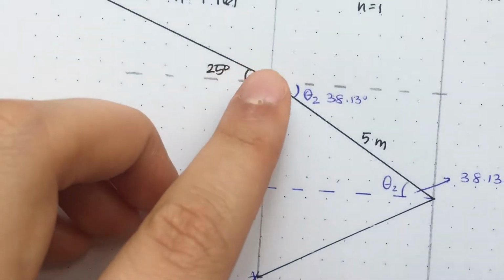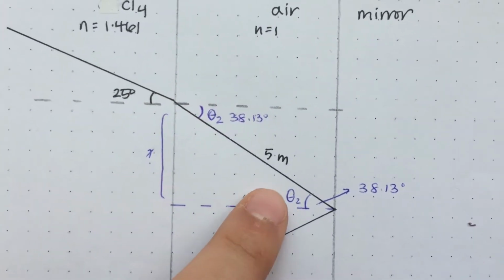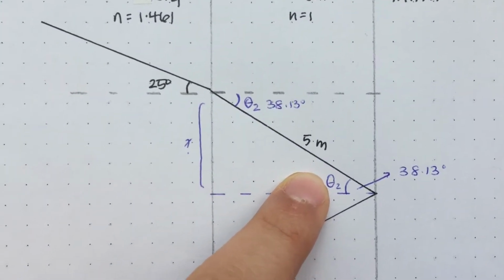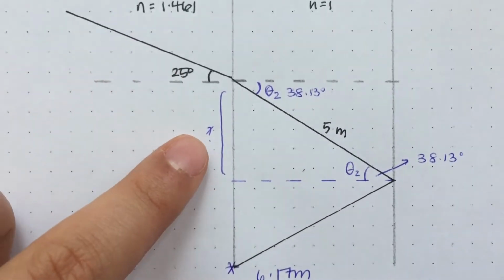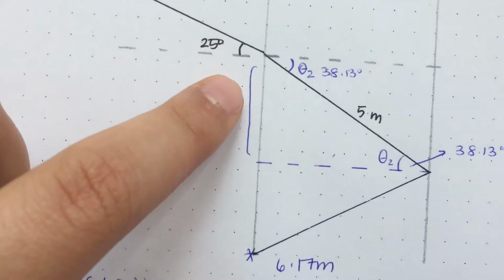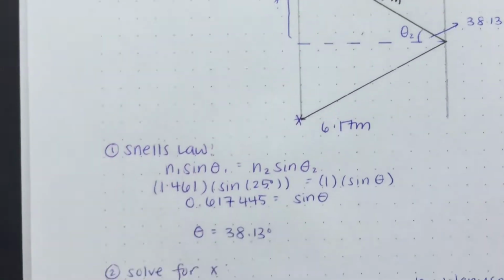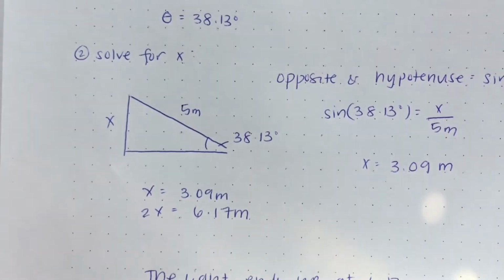And using geometry, I could tell that this angle is equal to this angle, which leads us to the next problem. And that problem is to define this number x. Because if I find this number x, then I can multiply it by 2 and find out where the light ends up. So my next problem is to solve for x.